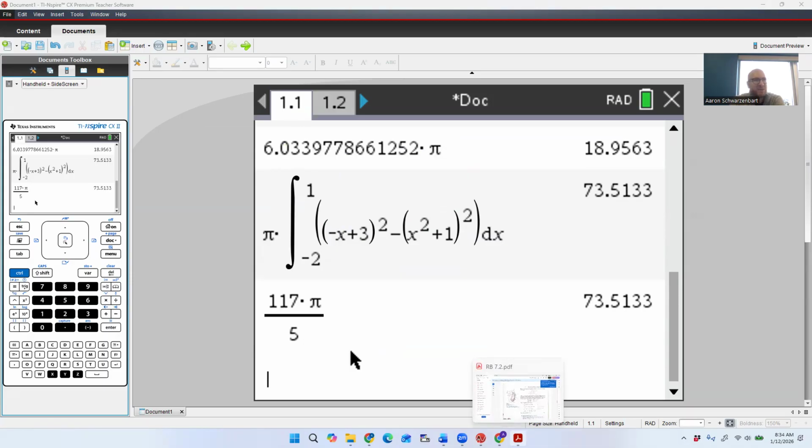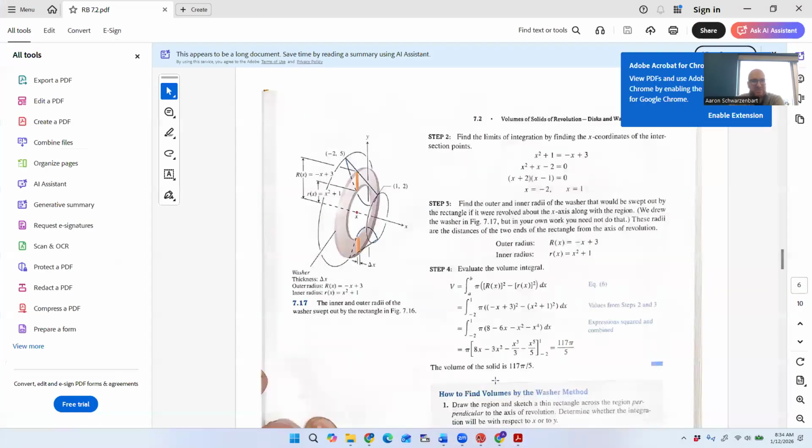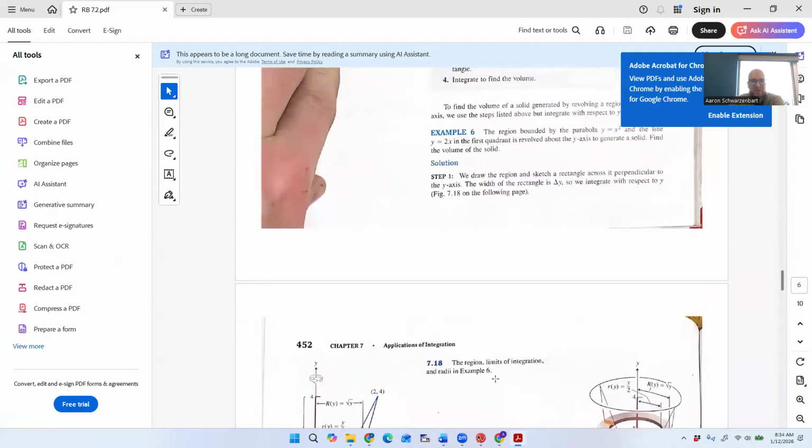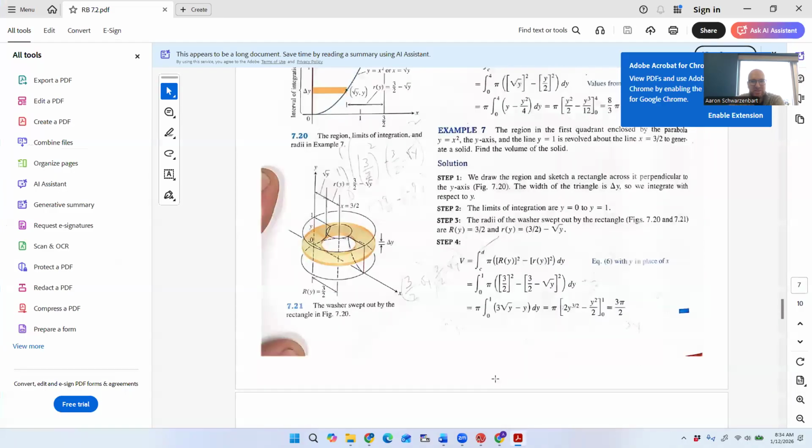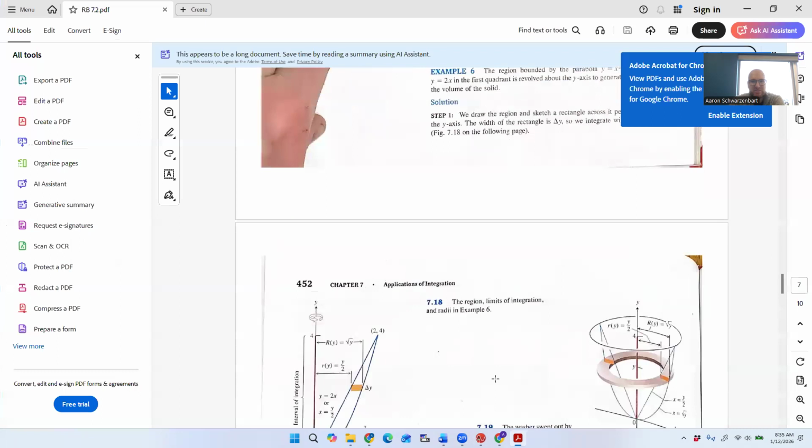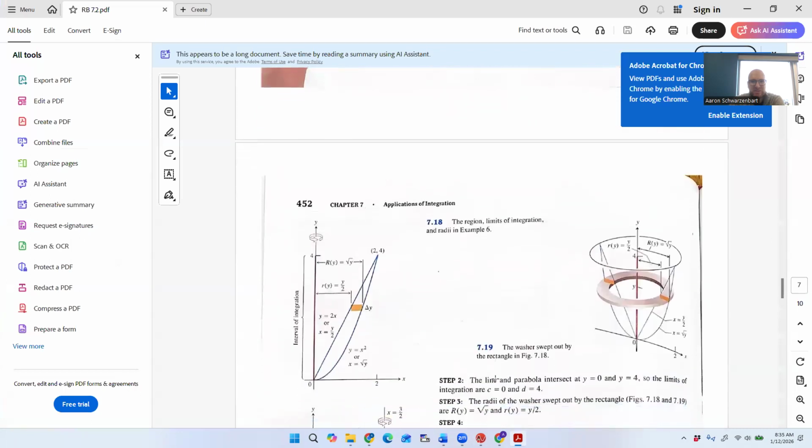It gets harder when you're not revolving around the x or y axis. It gets harder when you have to do a washer. I think this is our last example. So we're actually going to finish.